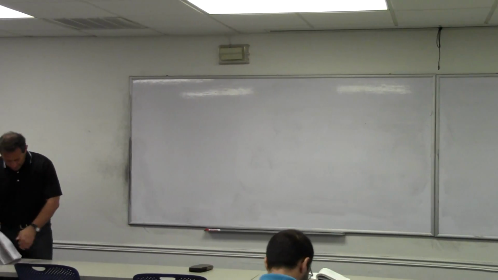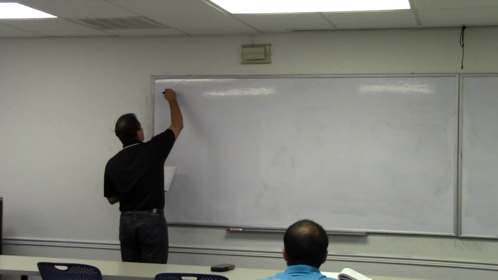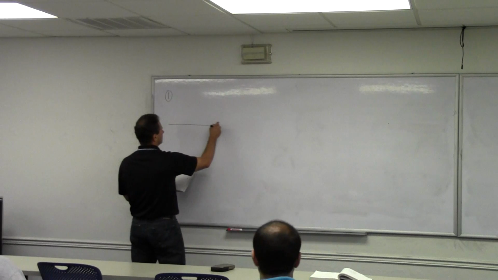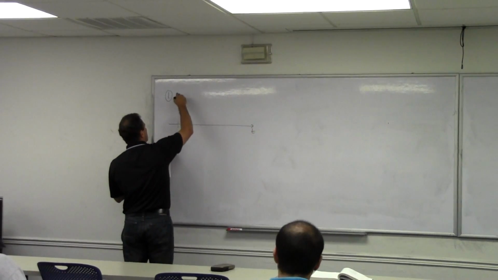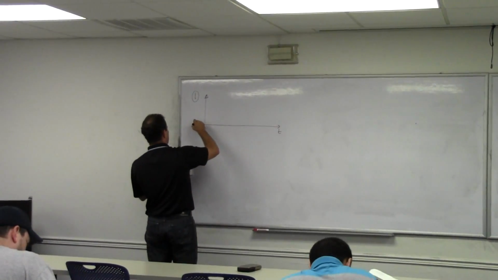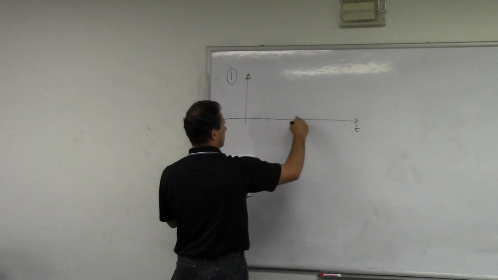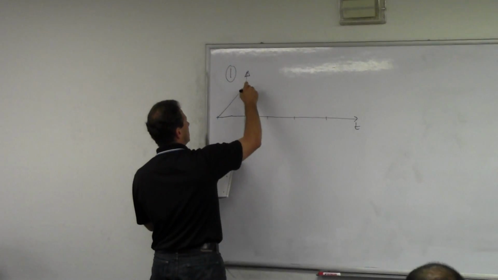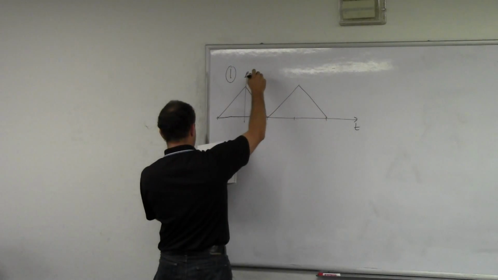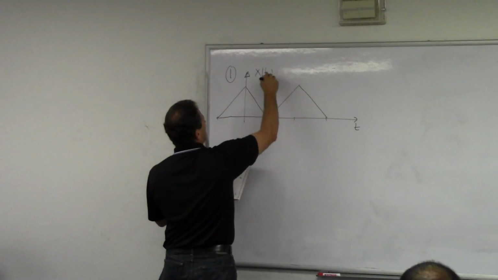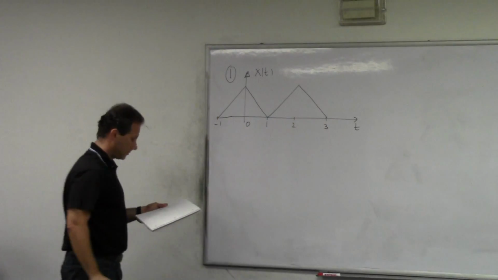So the first problem I have is a Fourier series problem. I have a function that looks somewhat like this. It's a triangle here, triangle again. So this is my x of t. This is 0, 1, 2, 3, minus 1, and so on.